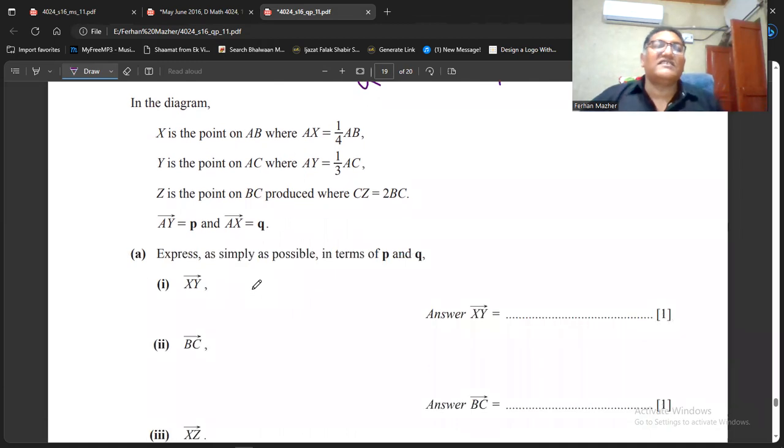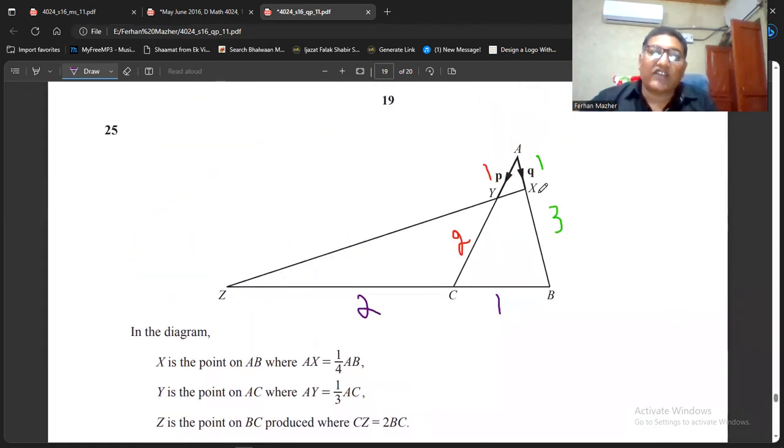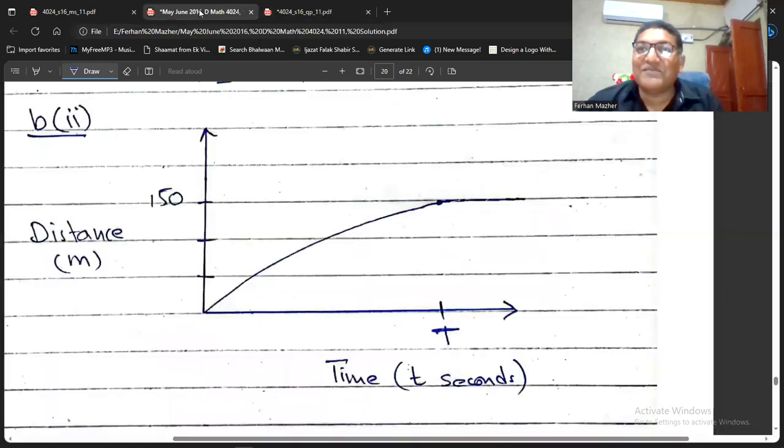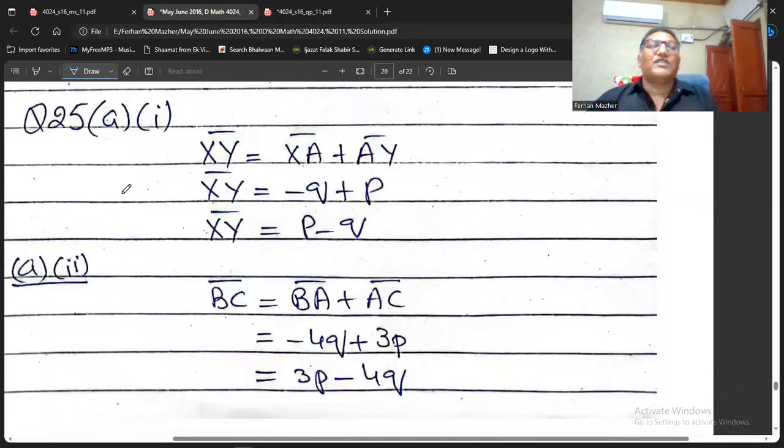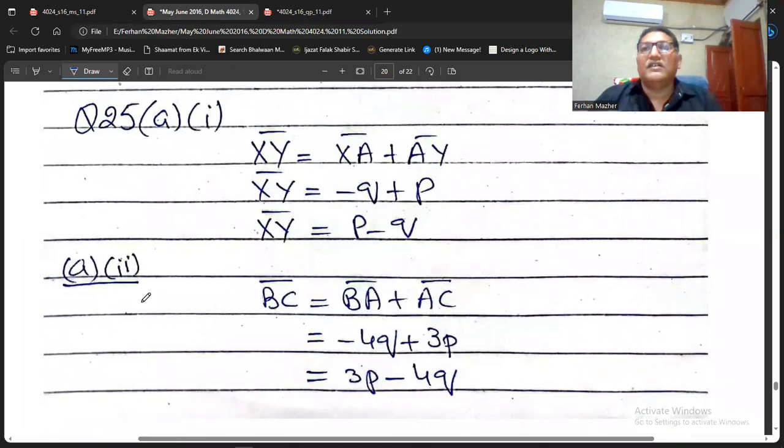The first question is to express XY as simply as possible in terms of P and Q. So they are asking me to find XY, the bypass. From X, I will go to A, and from A, I will go to Y. The methodology is very simple. XY will be equal to XA plus AY. XA is minus Q and AY is plus P, so it will be P minus Q. P minus Q is the right answer, sir.